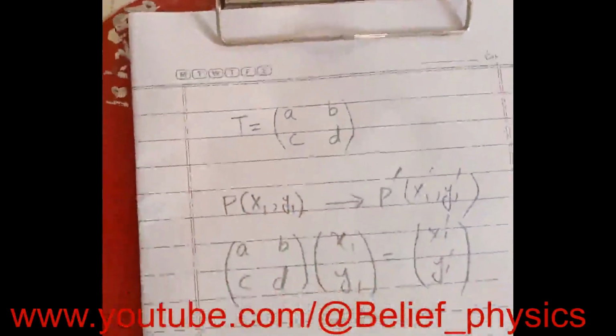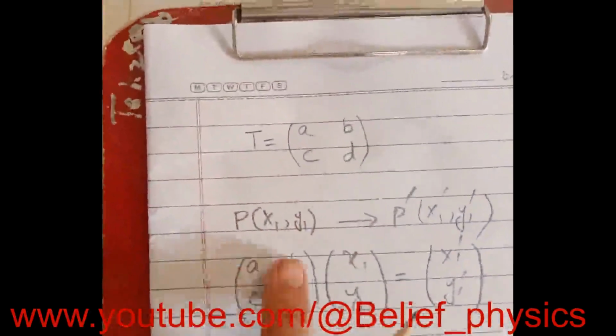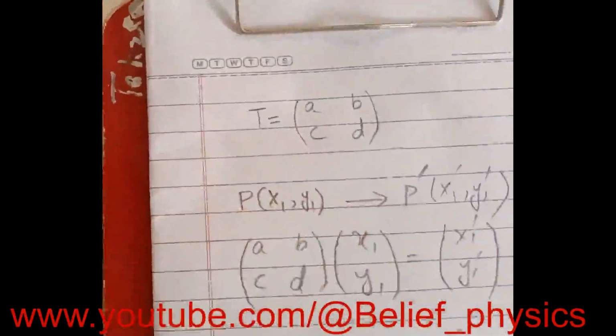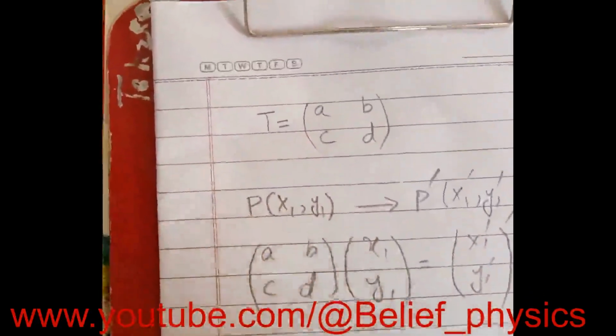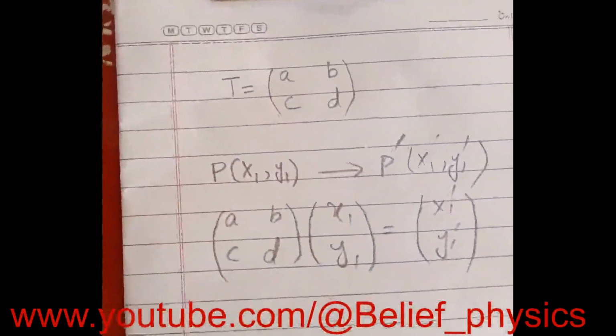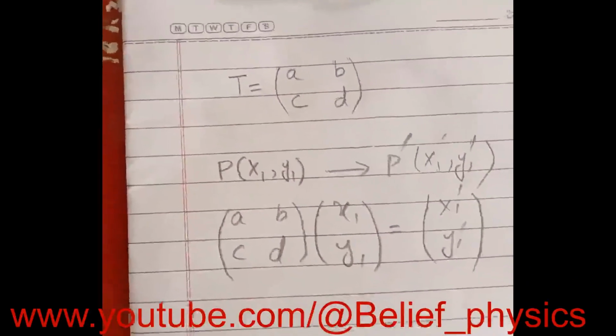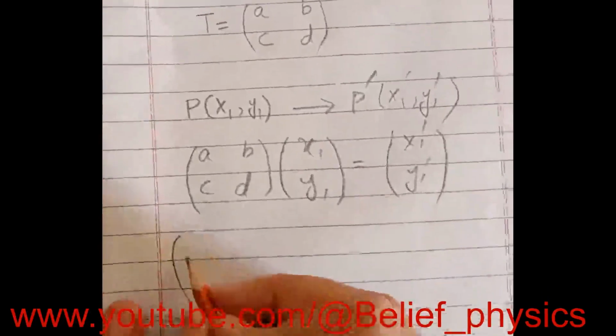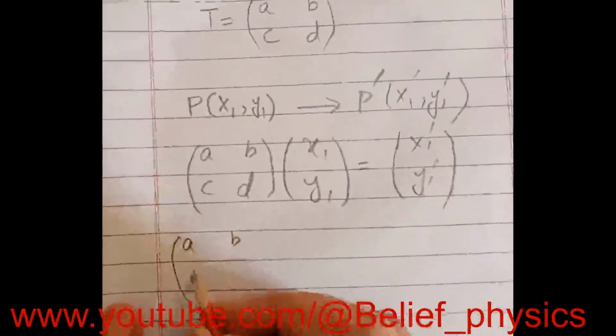This is the process. We will have 4 equations and we can find these unknowns. This is the general process. We don't need to know what the transformation is. It can be shear, it can be reflection, it can be any other transformation. Okay. Now here we suppose that our transformation matrix is A, B, C, D.